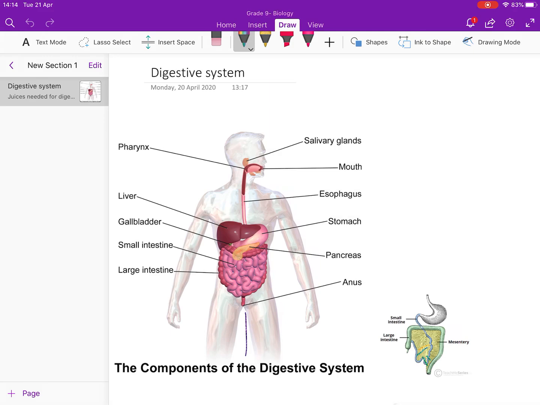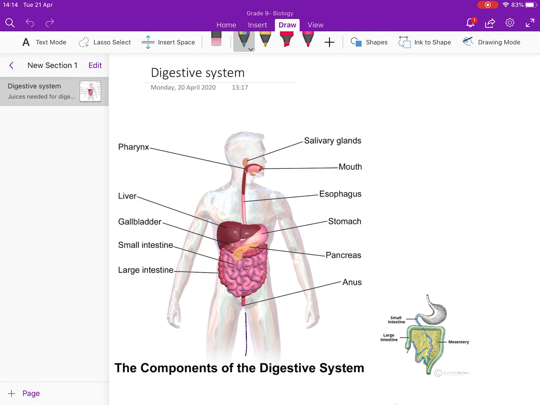Today we will be looking at the digestive system, which is your work for the week until Thursday. This work has been uploaded on the D6 and there are activities and worksheets that you need to complete. The digestive system we did discuss in class. I'm going to go through it again.